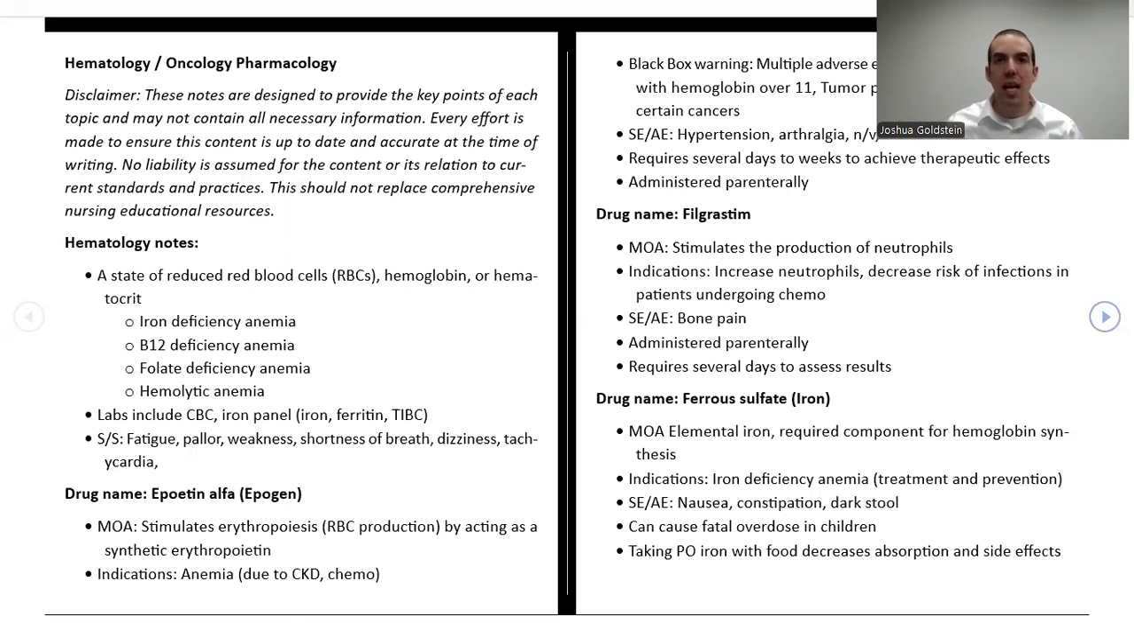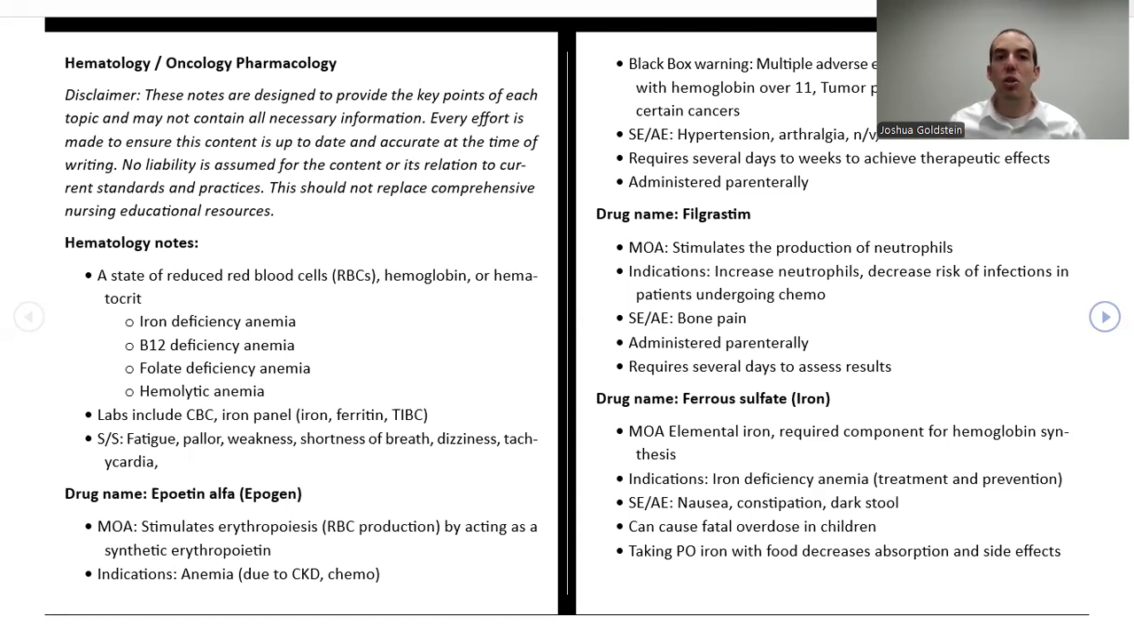My name is Dr. Goldstein, and in this lecture, we're going to go through hematology and oncology pharmacology. So let's start with hematology. Hematology is dealing with our blood. Obviously, we deal with this in a lot of different ways, but today we're talking about a few specific diseases. So let's start with anemia.